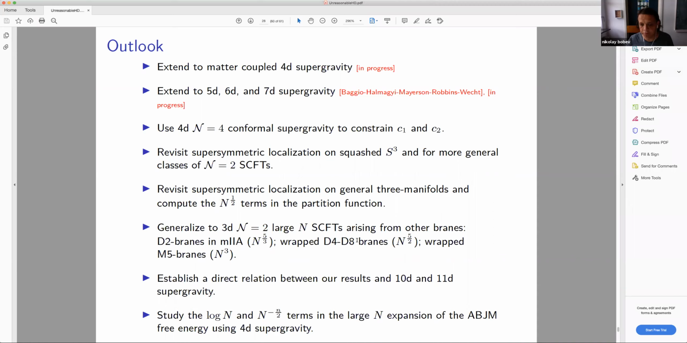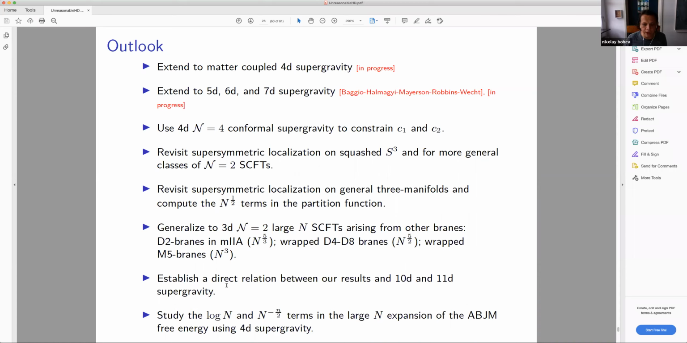Wrap D4, D8 branes on a Riemann surface. This leads to 3D N equals 2 CFTs with N to the 5/2 scaling of the free energy. And then, of course, wrap M5 branes, or class R, if you wish. These are 3D N equals 2 CFTs with N cubed scaling. Again, in all of these examples, little is known about the subleading terms. And hopefully, our approach may be of some help there.